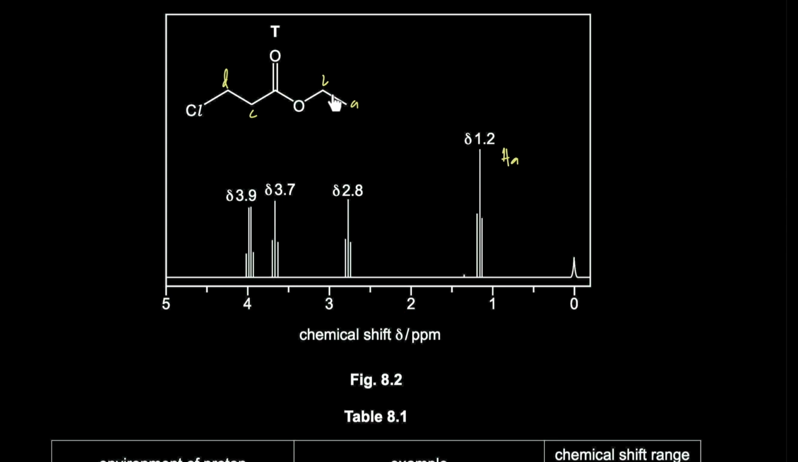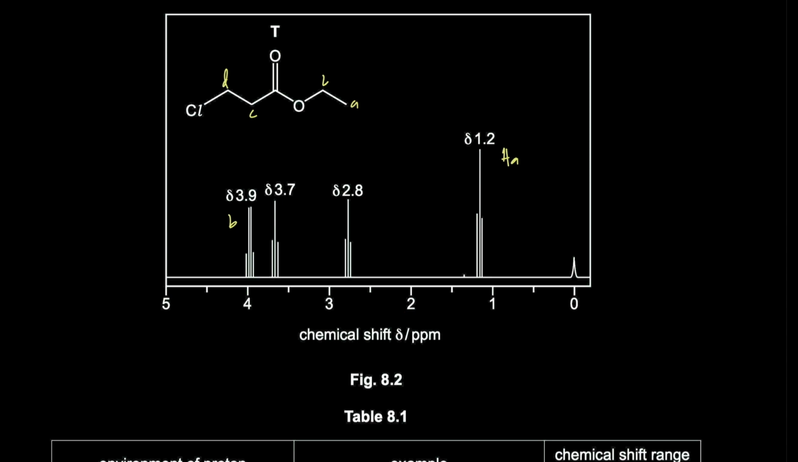Okay, HB must be a quartet, right? Because the neighboring carbon has 3 protons, so it will undergo a splitting pattern of 3 plus 1, which is 4. That's a quartet, so this is the only quartet here. That means this must be proton B, even without looking at the shift. We can confirm this by looking at the shift, but even without it, we know this must be proton B.